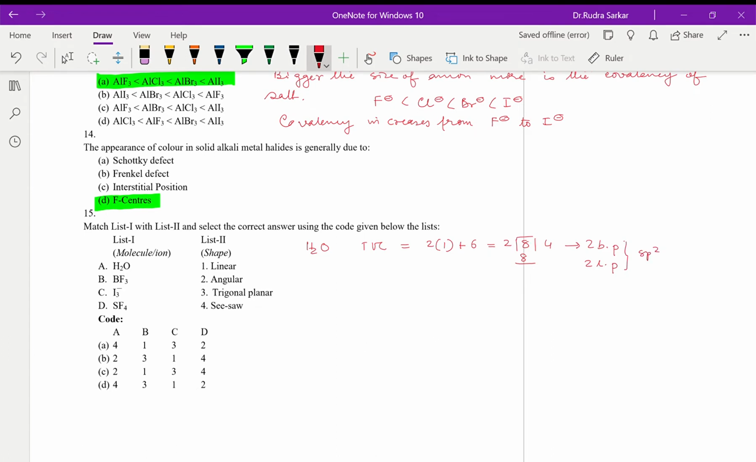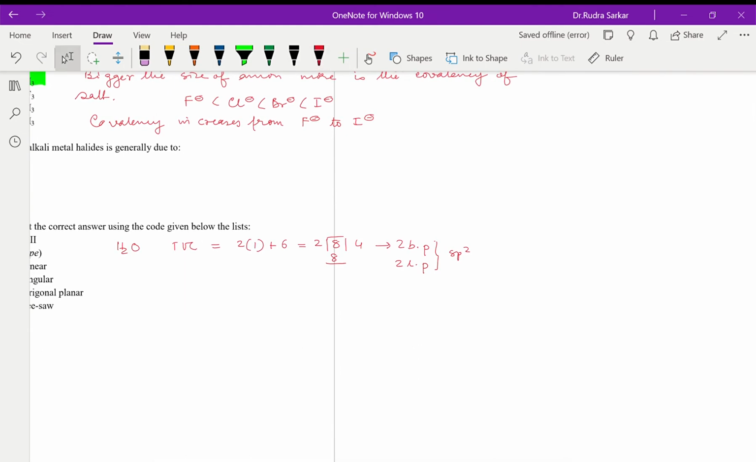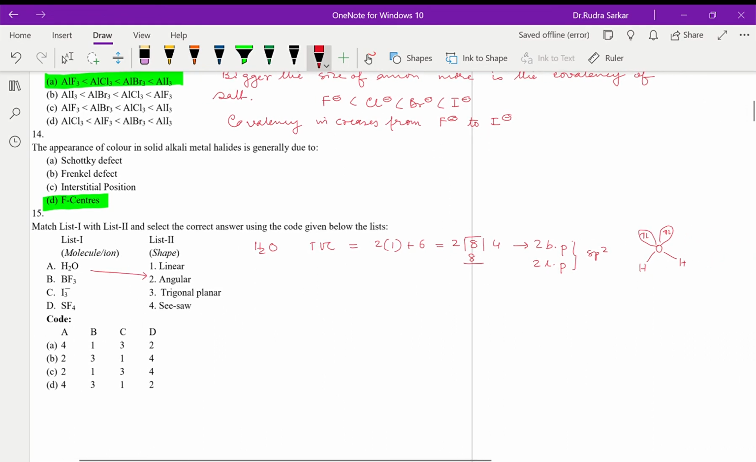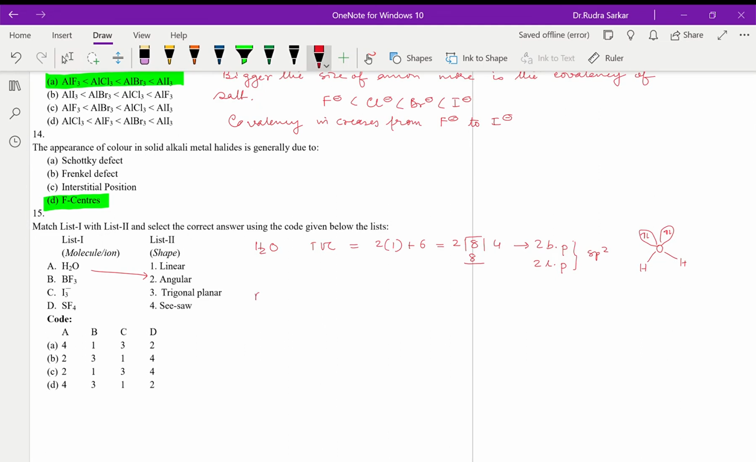Hybridization is sp3. That means for water, these two bonds are your sigma bonds and these two will be your sp3 hybridized lone pairs. So water has the shape of angular. So water means angular.